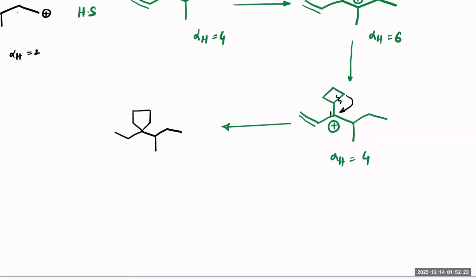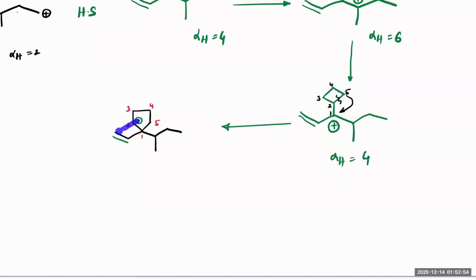If I put the numbering 1, 2, 3, 4, 5, this is the fifth position where you can get it. So where can the positive charge come? It can push over the positive charge here, and the double bond can stay here. So this is the way you can have a carbocation forming.